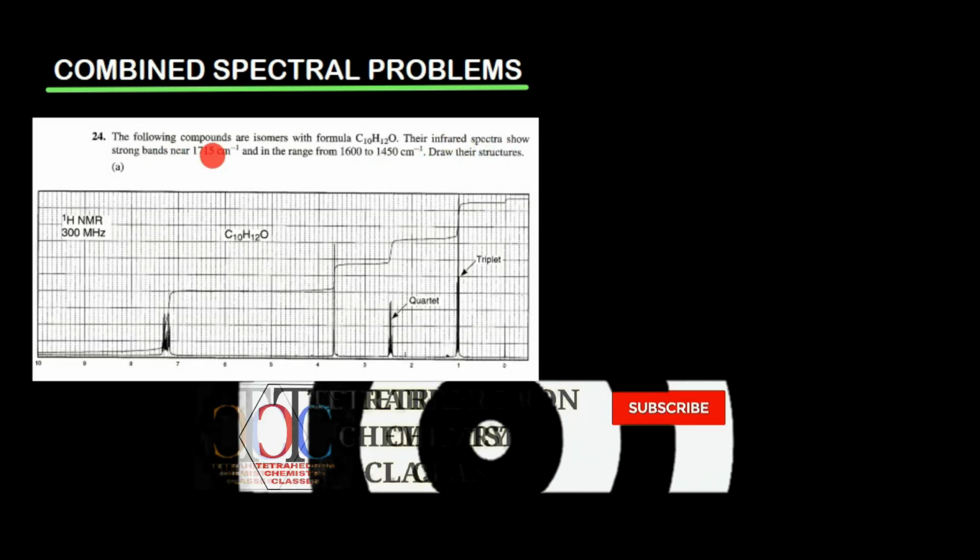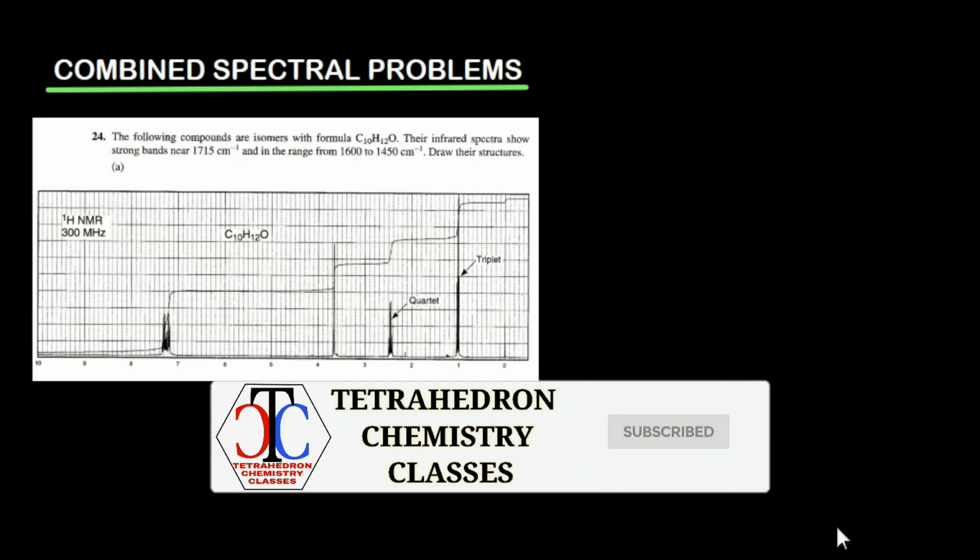Okay, and the problem I have taken from the Pavia Lampman spectroscopy book, chapter 3, problem number 24 in the exercise. Okay, so what is the problem? The following compounds are isomers with the formula C10H12O. Their infrared spectra show strong bands at 1715 centimeter inverse and in the range from 1600 to 1450 centimeter inverse, right? Draw their structures. So this is the problem which you have been given, and here is the proton NMR data for the isomer A.